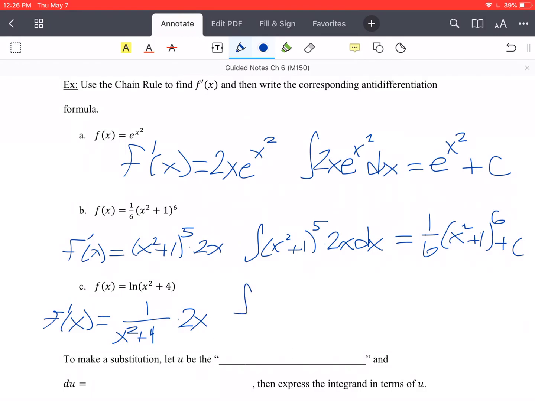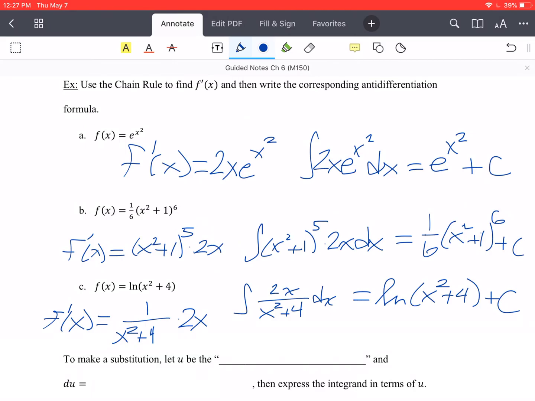So then the antiderivative of 2x over x squared plus 4 dx is ln of x squared plus 4 plus c.